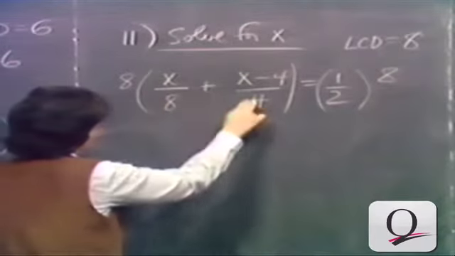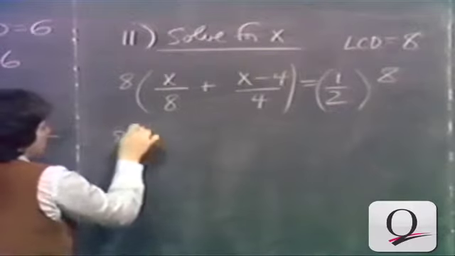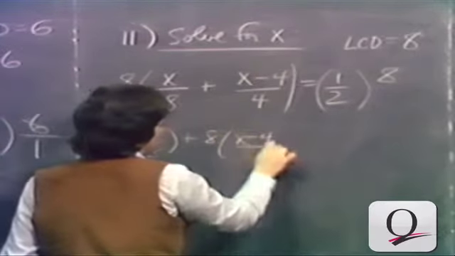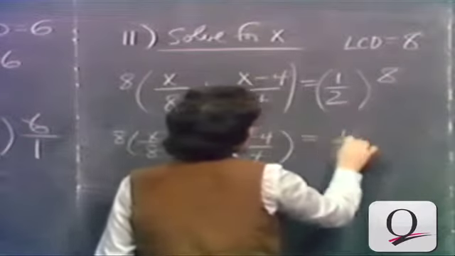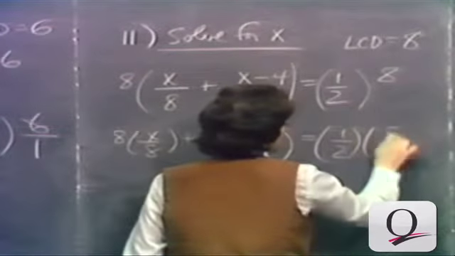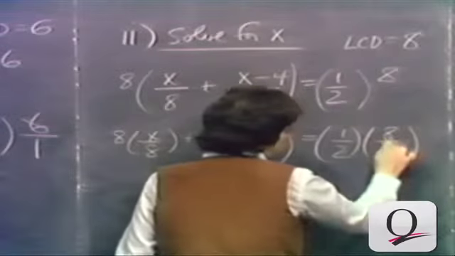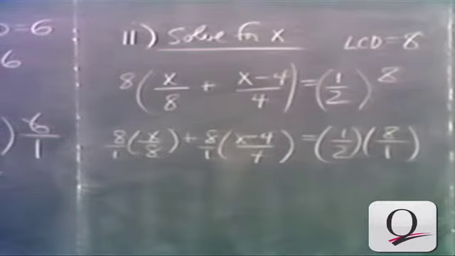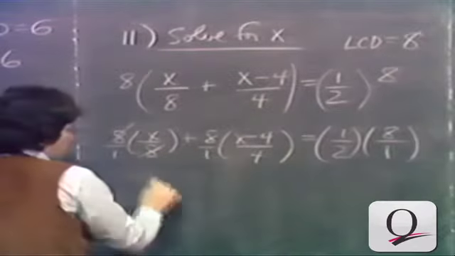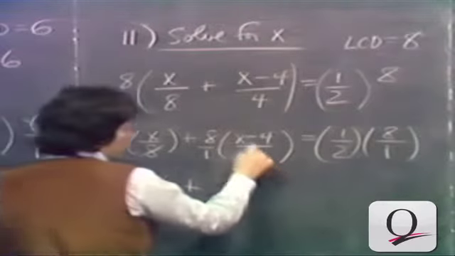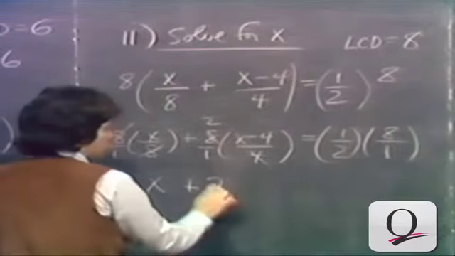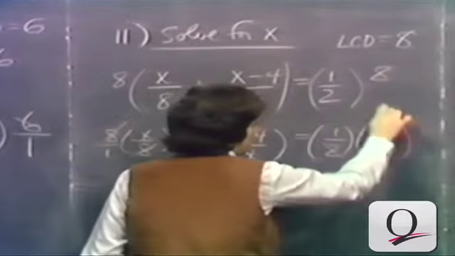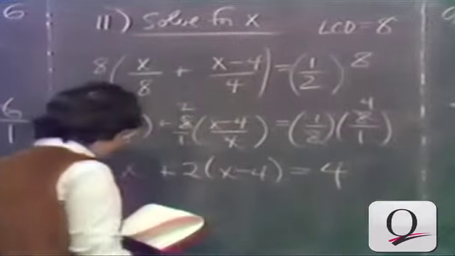This indicates that the distributive law is needed here. We have 8 times x over 8 plus 8 times x minus 4 over 4 equals 1/2 times 8. And you can think that this is 8 over 1, 8 over 1, and so on. Here the 8's cancel, leaving us with x. Here 4 goes into 8 twice, leaving us with 2 times x minus 4 in parentheses. 2 goes into 8 4 times.